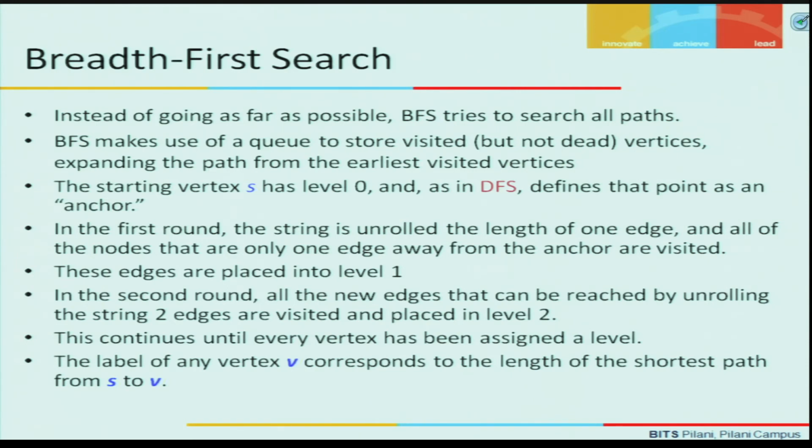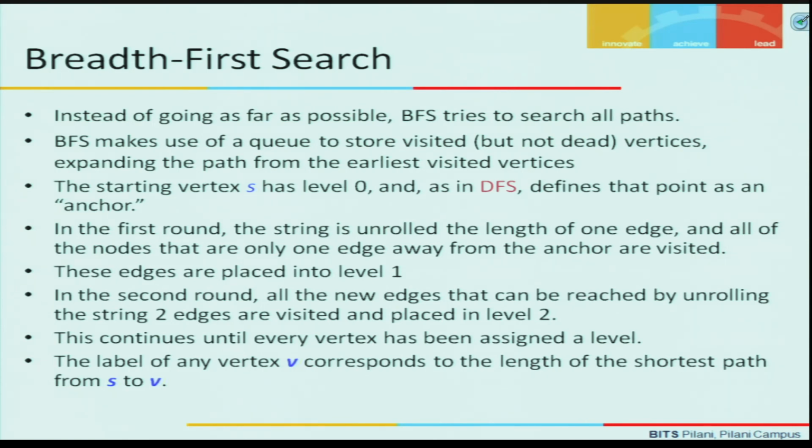So, now you look at all the vertices that were visited, or were at a distance 1 from the original vertex. Now, from all these vertices you travel further a distance of 1 unit away. So, in the second round all the new vertices that can be reached by unrolling the string 2 edges are visited and placed in level 2. This continues until every vertex has been assigned a level, or every vertex has been visited.